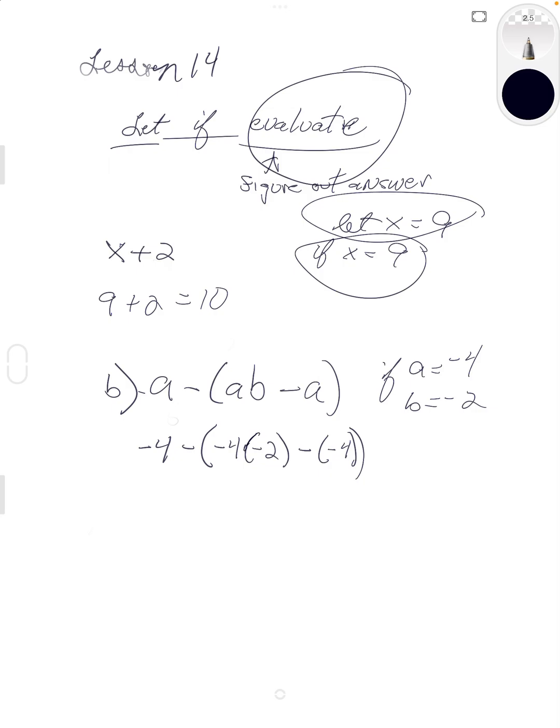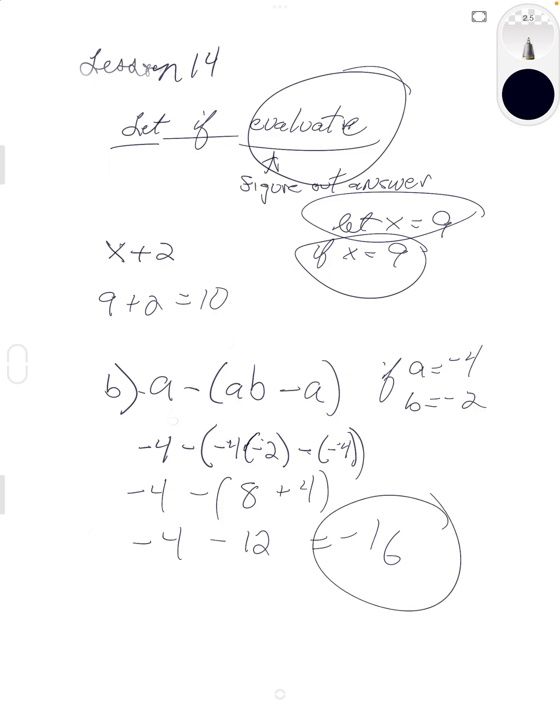And I evaluate. So, again, going back to the previous lesson, do what I can do first. Negative 4 times negative 2 is 8. Minus a minus 4 is plus 4. So this becomes negative 4 minus that thing. 8 plus 4 is 12. So negative 4 minus 12 is going to equal negative 16. And that's the answer. I've evaluated what this would be if A was this. If A was something else and B was something else, I would have a different number.